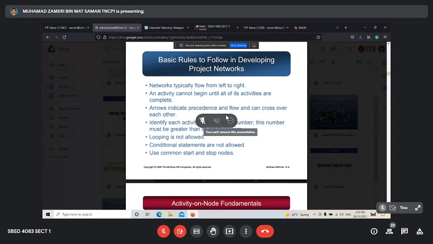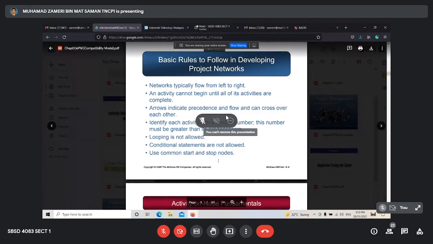Conditional statements are not allowed. That means when we draw our network, we need to confirm our activities and then we need to forecast time and cost. So please make sure you have all the data.